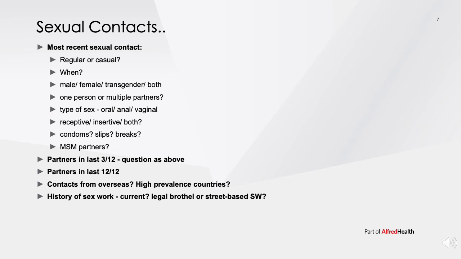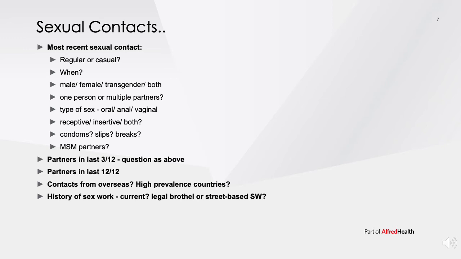We want to know how many partners they've had in the last 3 months and the last 12 months. Were there any sexual contacts from overseas? And when we ask this question, we're particularly interested in whether their contacts are from high prevalence countries. They are countries that have a higher risk of HIV, and these are countries like, for example, Southeast Asia. Does the patient have any history of sex work, and is this current?